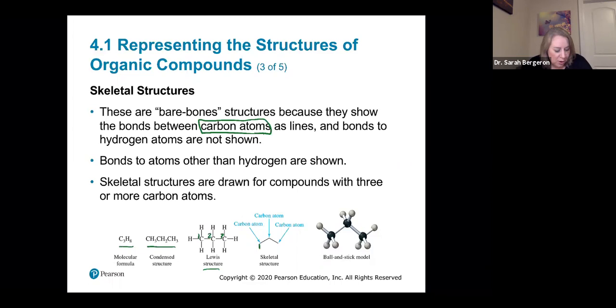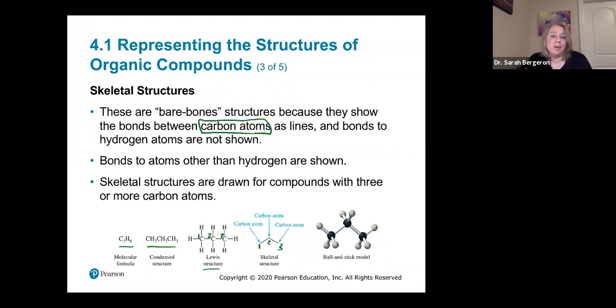Here's my 1, 2, 3 carbons. This is my skeletal structure. All it is is lines that represent the bonds that connect carbon atoms. We don't actually show the hydrogen atoms. They're there, but we basically assume that they're there.